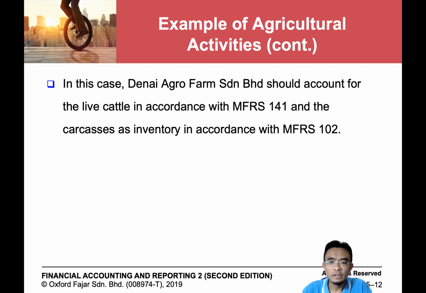For example, in this case, the Danai Agro should account for the live cattle in accordance to MFRS 141 because it is still alive and it is a biological asset. But once we have slaughtered the cattle, it will not come under MFRS 141 anymore because it is no longer a biological asset, but it becomes an inventory, and the meats become an inventory. Therefore, we should use MFRS 102.